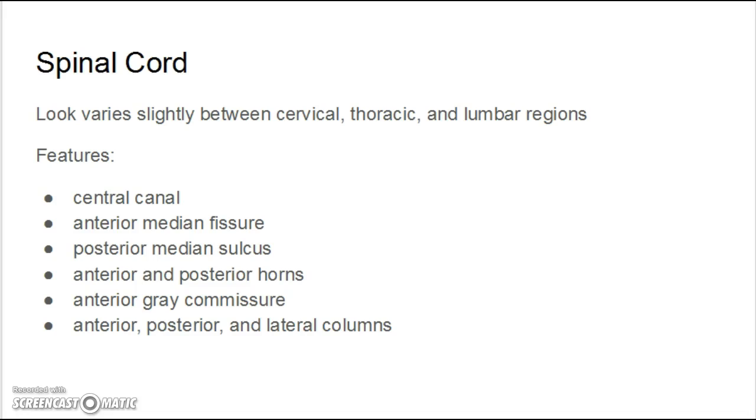We're also going to take a look at a cross-section of the spinal cord. We'll only look at one region, but you could look at cervical, thoracic, lumbar, sacral, different regions. But we're going to be looking for these different features. First, a central canal, an anterior median fissure, and a posterior median sulcus. Some references actually call them both sulcus, an anterior and posterior median sulcus, but technically there is a difference. A fissure is a deeper groove, and a sulcus is a narrow groove. We'll be identifying the anterior and posterior horns, the anterior gray commissure, and anterior, posterior, and lateral columns.